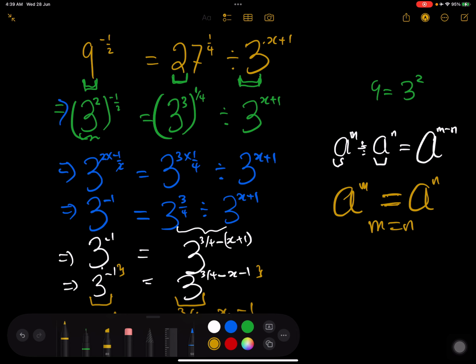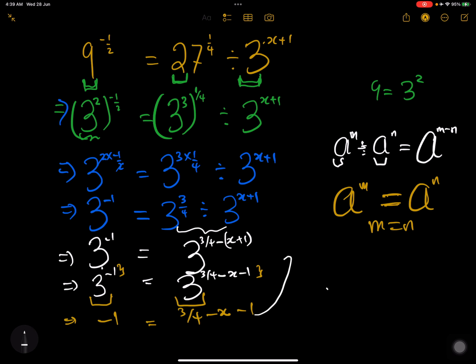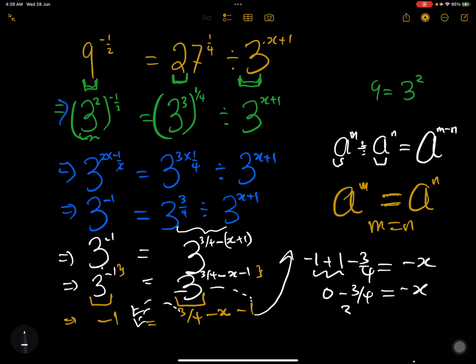And since we are looking for x, we can make this negative 1 be here, and then this 1 crosses to this side. So that will be plus 1, and then this one too is going to cross. So it becomes minus 3/4 is equal to negative x. And then this will go to 0. Minus 3/4 is just negative x. So we're going to have 3/4 is equal to x. Therefore, x is equal to 3/4.